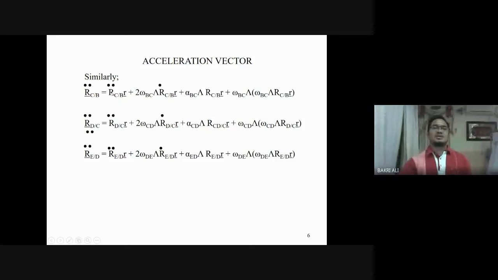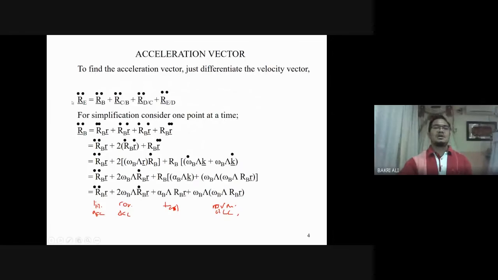So you just find all the acceleration vectors for each link, or for each position coordinate, and then lastly we add up all of these to get the absolute acceleration of the point or link.